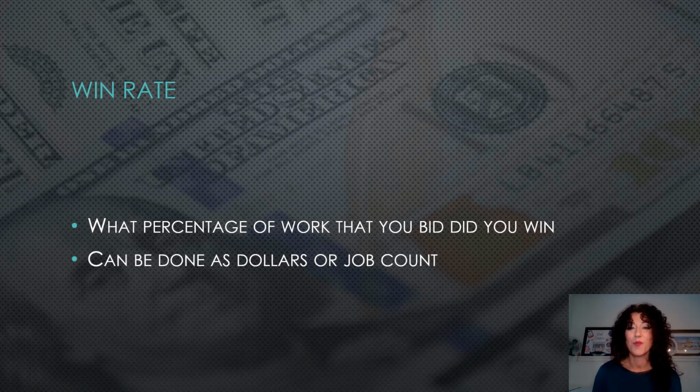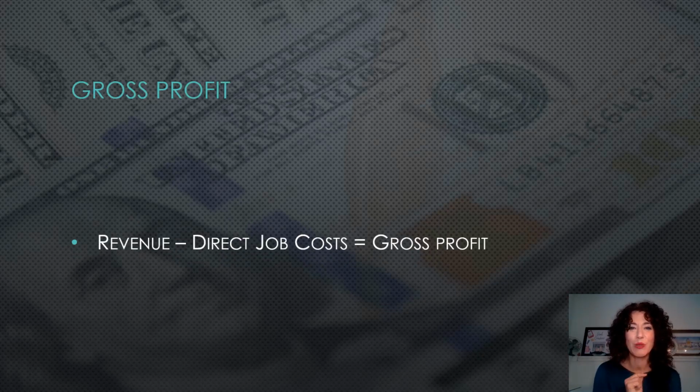Next up, win rate. Win rate is just how much do you win versus how much did you bid. So if you bid 5 jobs and you won 1, you have a 20% win rate. If you bid 5 jobs, won 5 jobs, you have a 100% win rate. In the industry, it depends on what kind of work that you're doing and how big the work is. So smaller jobs tend to have a higher win rate than the very large jobs. The goal of this is to understand what your win rate is so that you can have the right amount of backlog for you.